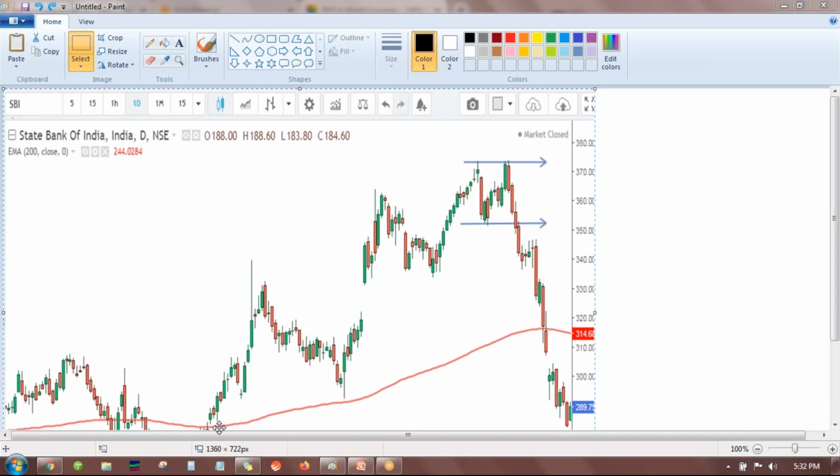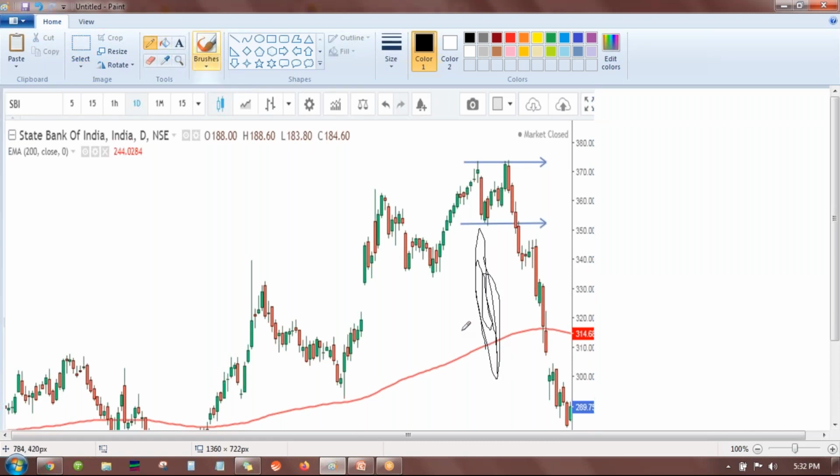So here is the SBI chart, daily chart again. What do we need to look at? We need to look at the gap. Here is a gap. First point to look at. Okay. What is the second point? We need a previous level. Here we got a previous level. Third point, we need a fake out.